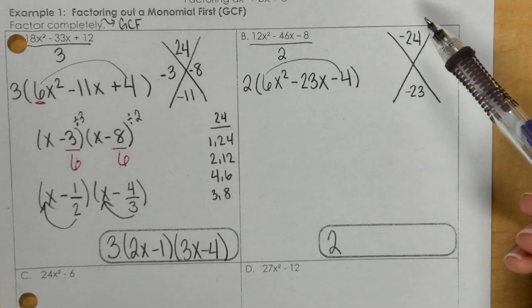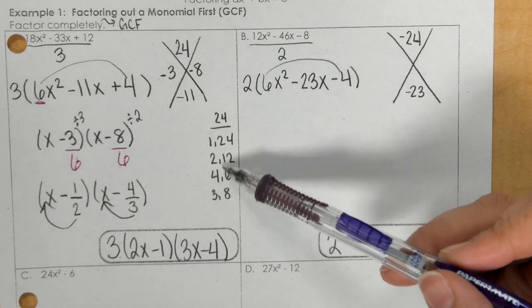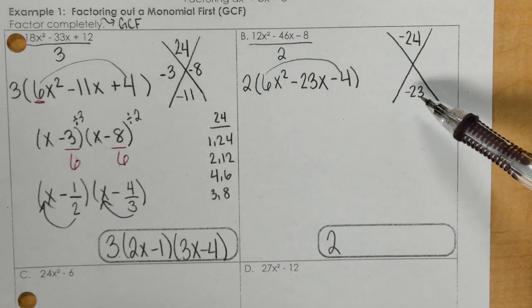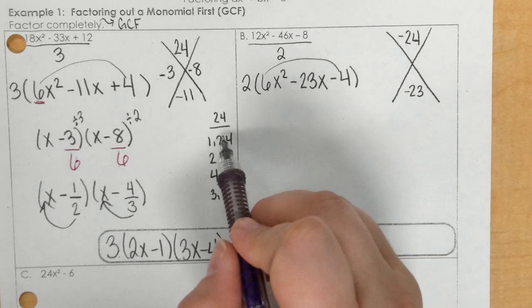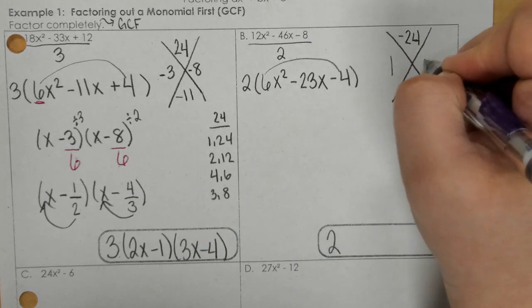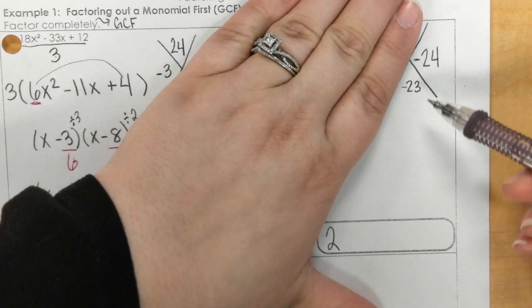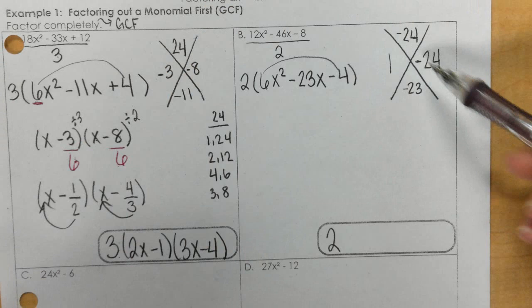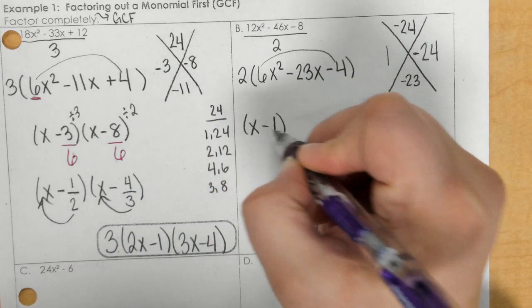And I already found the factors of 24 in the first problem, so we're just going to use this list here. So which one of these can get to negative 23? 1 and 24. But 24 has to be negative because this side has to match signs, and 1 minus 24 is negative 23. So let's go ahead and write it in factored form.